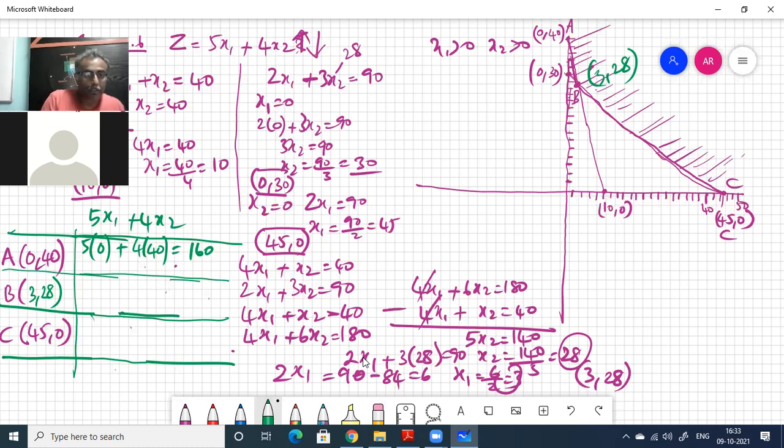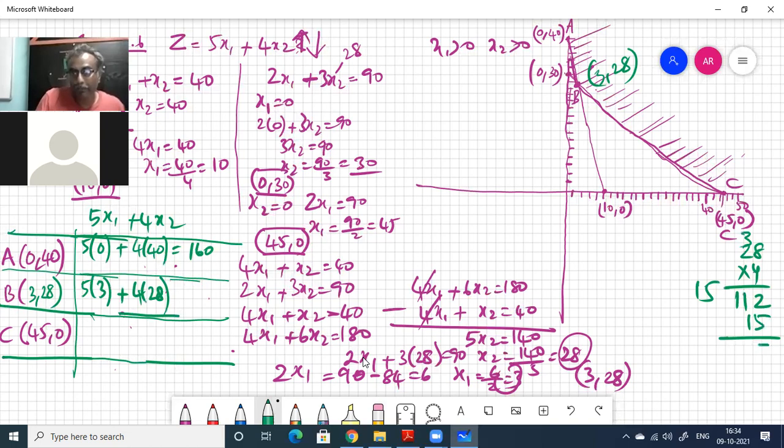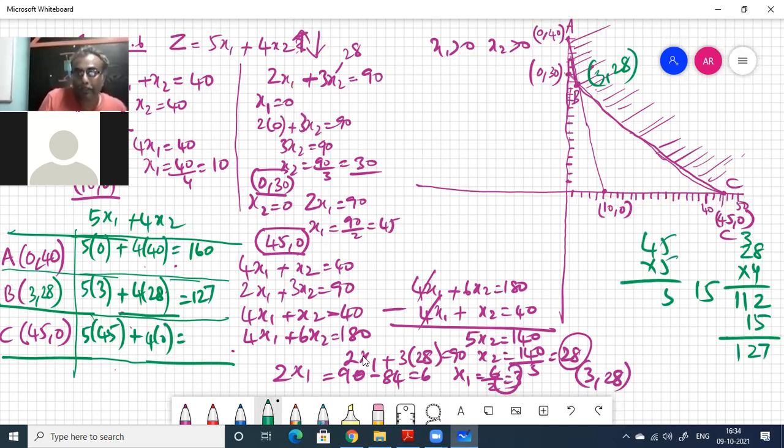Then another point, 3 comma 28: 5 into 3 plus 4 into 28. 5 into 3 is 15. 4 into 28, how much? 112. 112 plus 15 is 127. This is equal to 127. Okay. Then C is equal to 5 into 45 plus 4 into 0. 5 into 45 is 225. So that is equal to 225.